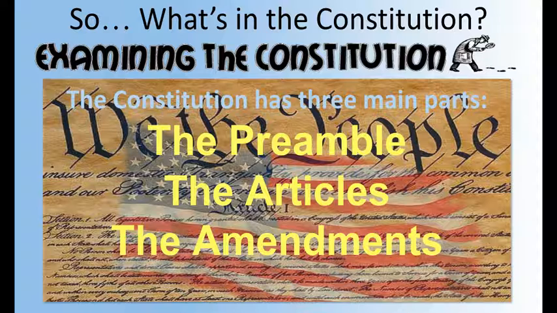So, throughout this unit, we've been examining the Constitution. The first part we looked at was the preamble, and the preamble was the introduction to the Constitution. The second part that we looked at was the articles, and the articles are the main body of the Constitution that told us how our government would be set up and how it would function. Right? That's the part that gives us the three different branches and all of the jobs that they entail.